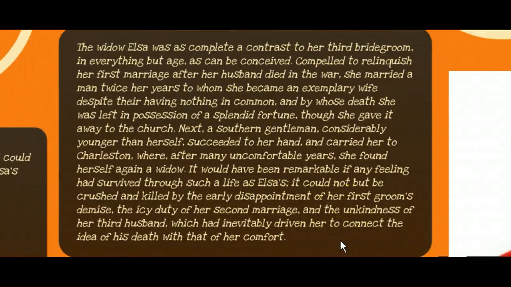Let's read it together. The widow Elsa was as complete a contrast to her third bridegroom in everything but age as can be conceived. Compelled to relinquish her first marriage after her husband died in the war, she married a man twice her years to whom she became an exemplary wife, despite their having nothing in common, and by whose death she was left in possession of a splendid fortune, though she gave it away to the church. Next, a Southern gentleman, considerably younger than herself, succeeded to her hand and carried her to Charleston, where, after many uncomfortable years, she found herself again a widow.